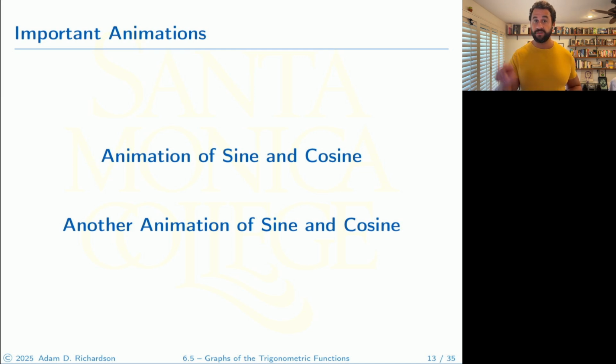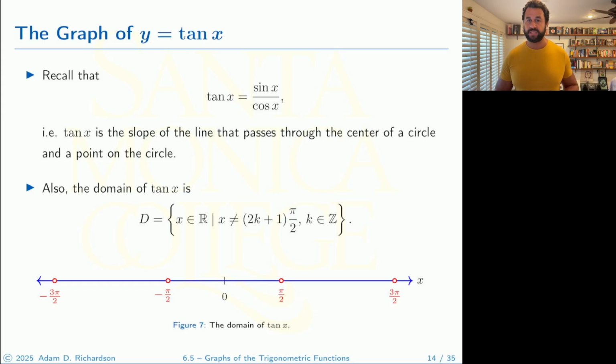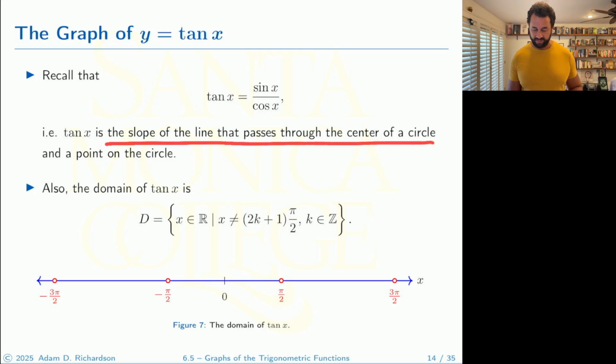I've got another animation for tangent to show you, but let's talk about what the graph is going to look like more precisely before we just see an animation of it. So remember that tangent is sine over cosine. It's the ratio of sine and cosine. And it's the slope of the line that passes through the center of a circle and a point on that circle, right? That's what we're going to try to plot.